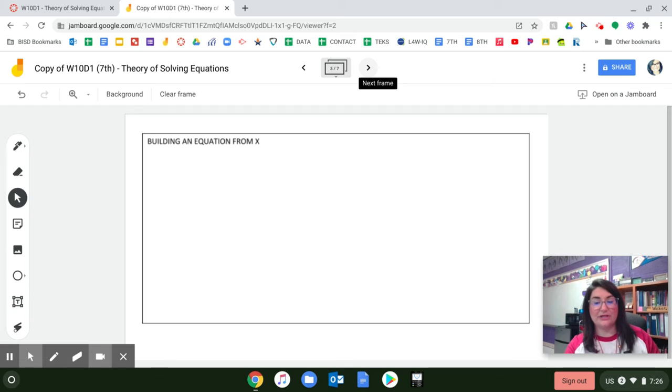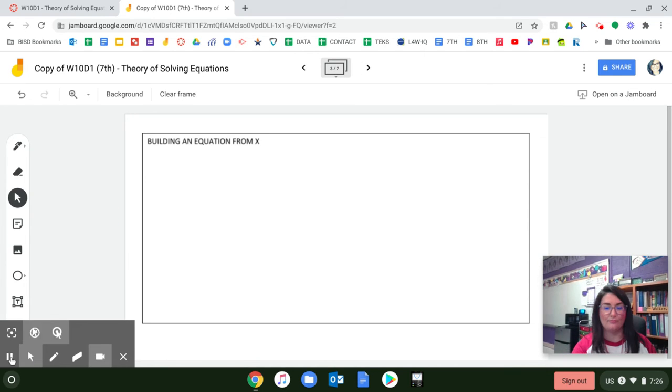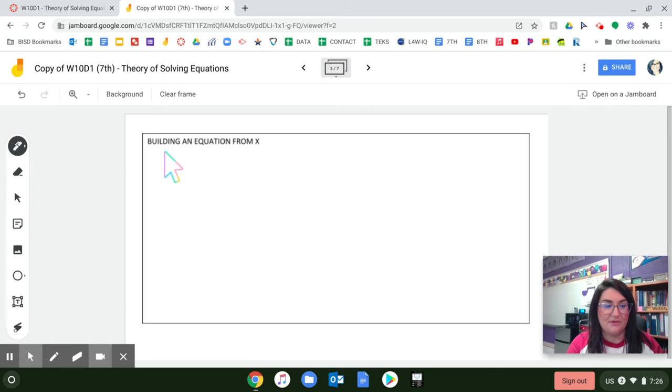So I want us to build an equation from x. I want you to see, starting from x, how we build onto that to make that equation. And then from there, we are reversing everything. So I'm going to start with a value of x equals 3, and I'm going to use PEMDAS in order to apply these operations to it. I'm just looking at my notes here.